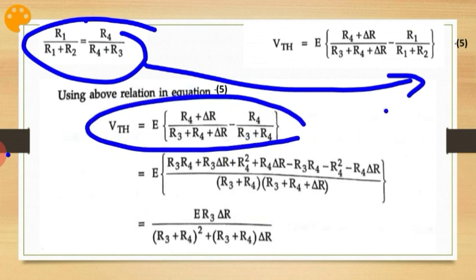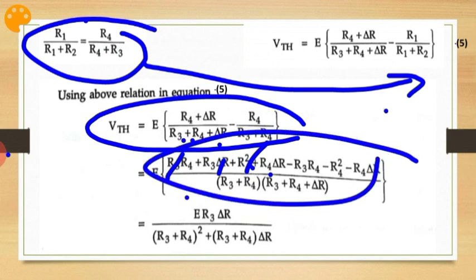Okay, now the next step is cross multiplication. R3 into R4, R3 into delta R. So this is cross multiplication. Okay, R3 into R4, R3 into delta R. Then R4 into R4, R4 square. So like that we are multiplying, and we will get this equation.